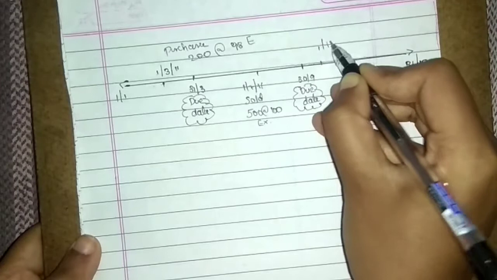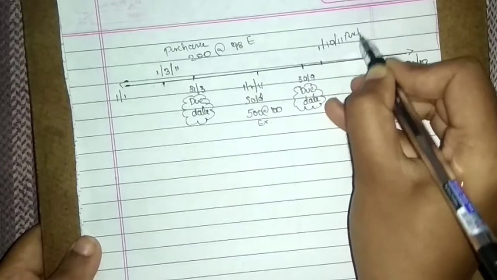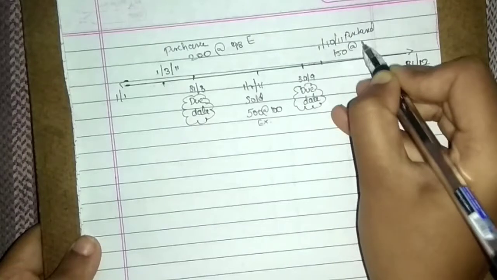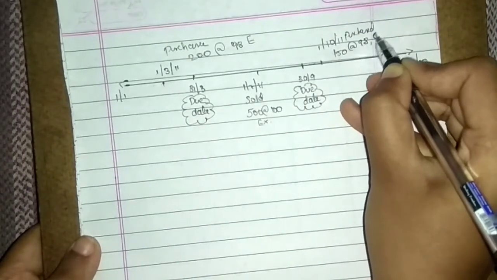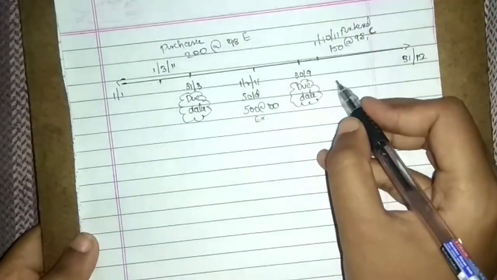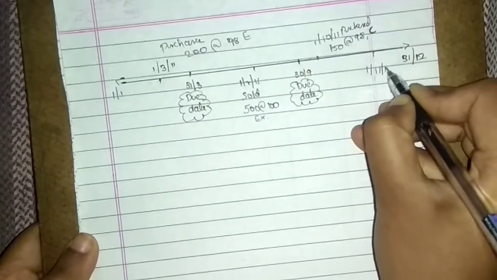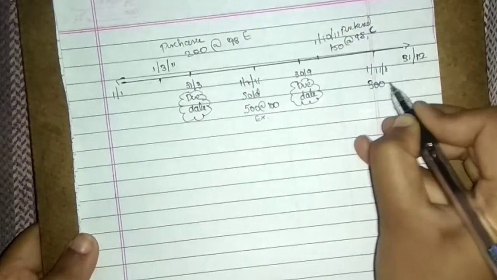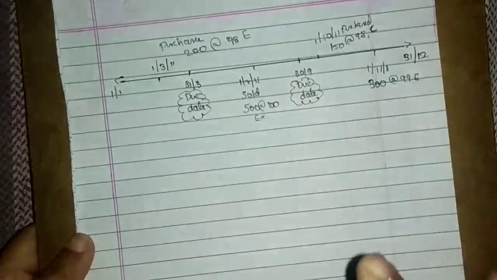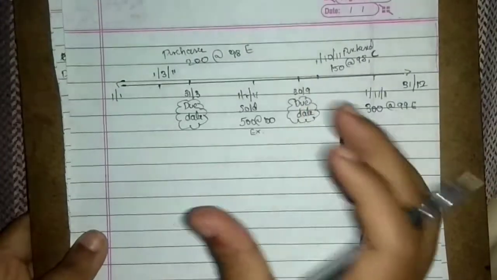On 1/10/2011 they purchased 150 units at rupees 98 and at cum interest, so I'm writing it as C. Next, they sold on 1/11/2011 300 units at rupees 99 at ex interest. That's all. The whole question should be in this format so that it will be easy to do the working.